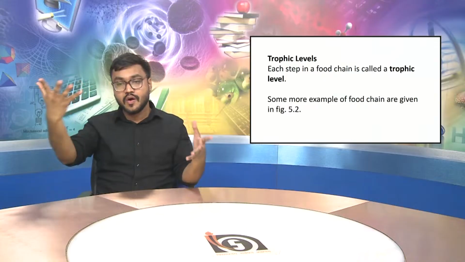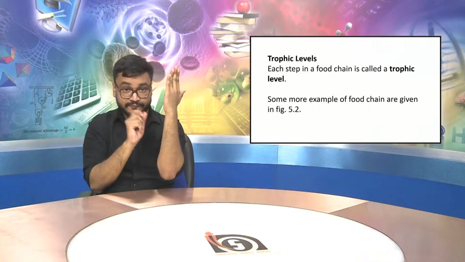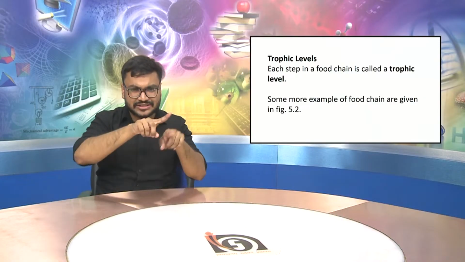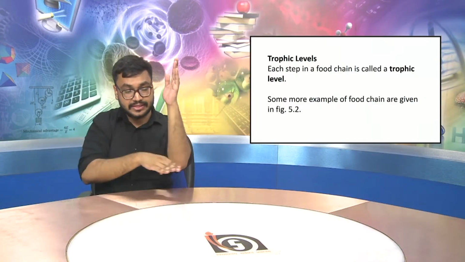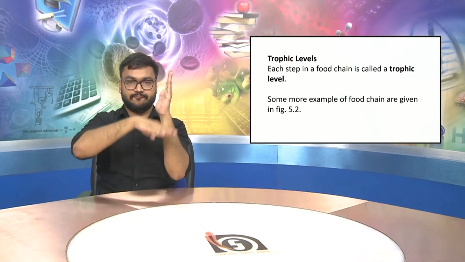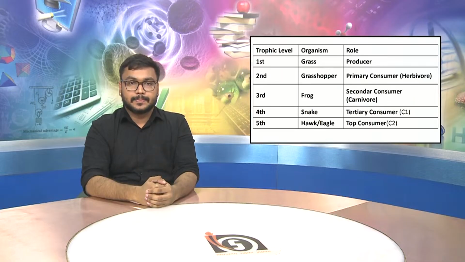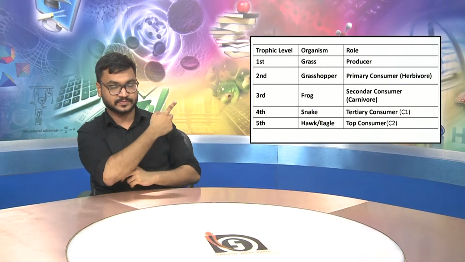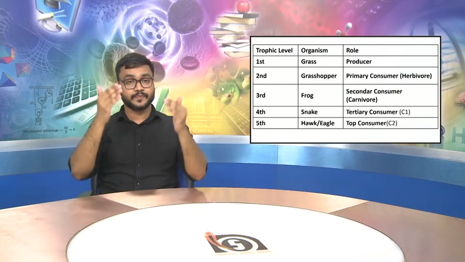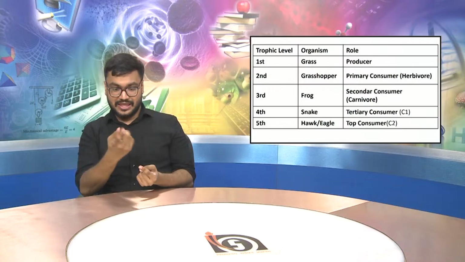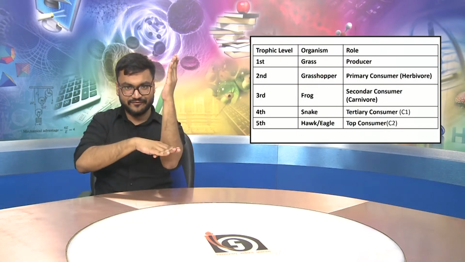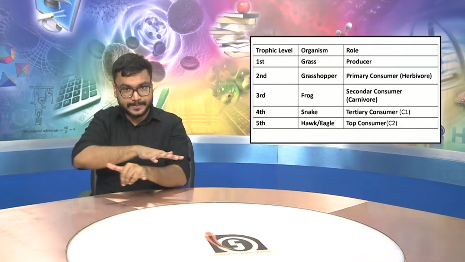Some more examples of food chain are given in this slide. In the first column you can see the trophic level, in the second you can see the organisms, and in the last column you can see their role.